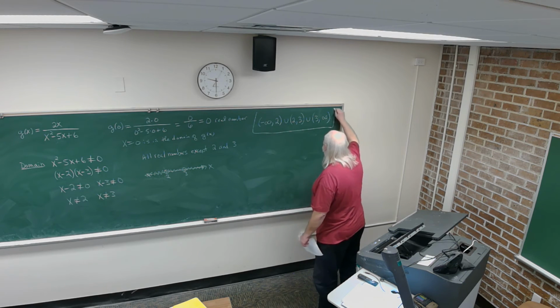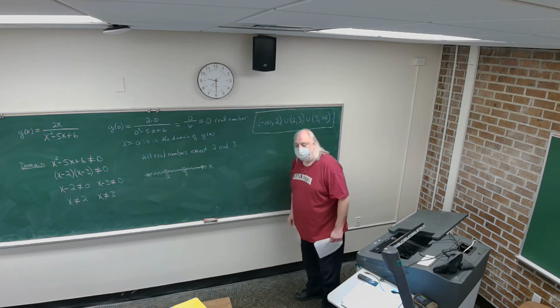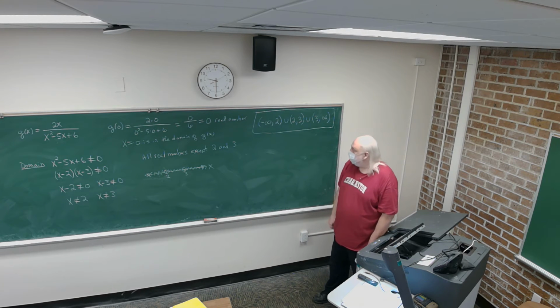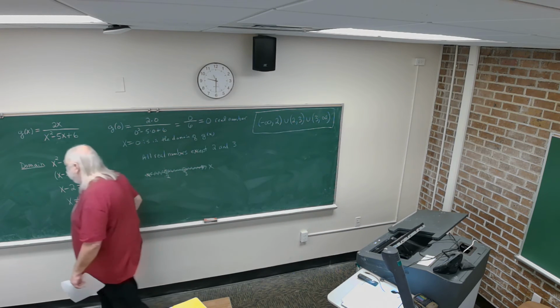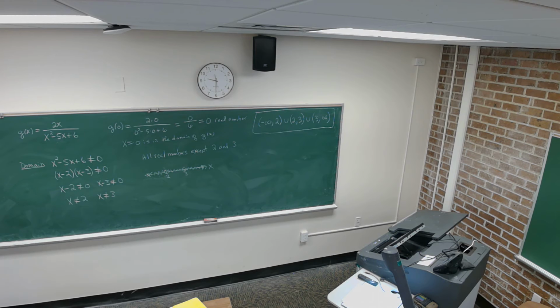This is the domain in interval notation. Those are all the numbers you can put in for x and g of x, and the value of the function is defined. So let me emphasize why 2 and 3 are not in the domain.